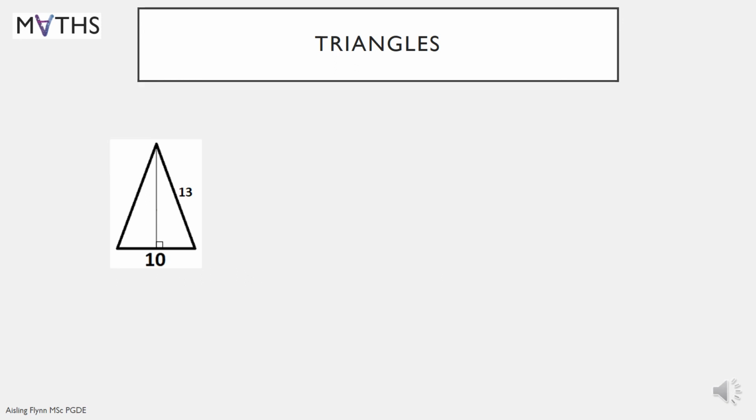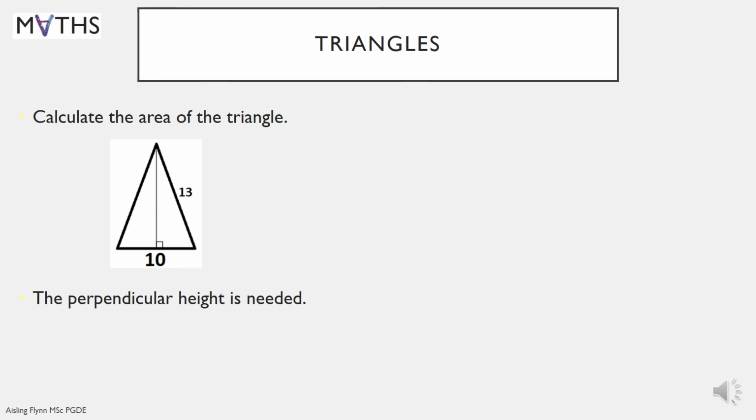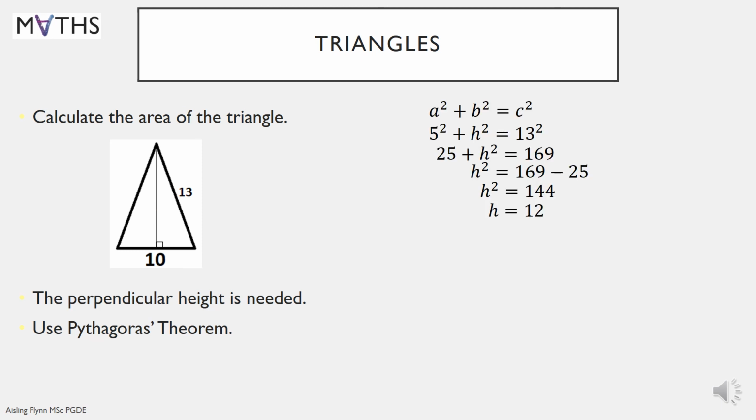Now let's get the area of this triangle. Firstly, we have measurements of 10, that's a base, but 13 is not perpendicular. We need that perpendicular height that's shown there, the line that's straight up vertical. And we're going to use Pythagoras' theorem to get it. We're going to focus on half of the triangle, and that contains a right angle.